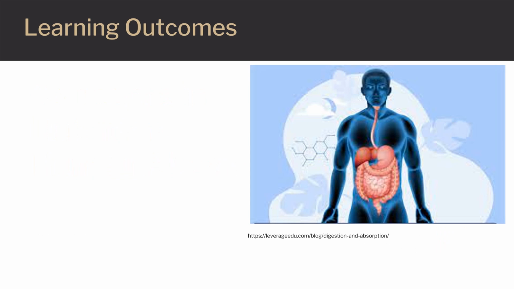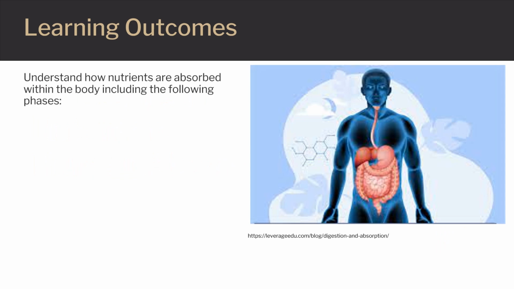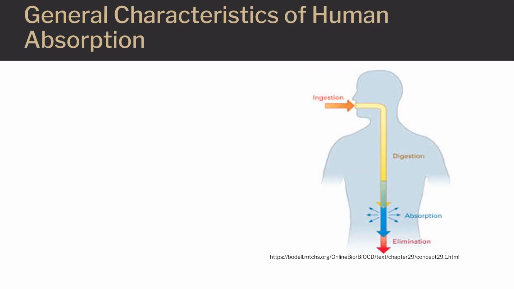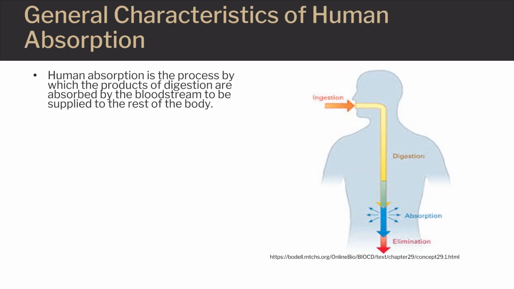The learning outcomes for this presentation include understanding how nutrients are absorbed within the body, including the following phases: chewing, churning, contact, absorption into the bloodstream, and absorption by carrier proteins. Human absorption is the process by which the products of digestion are absorbed by the blood to be supplied to the rest of the body.